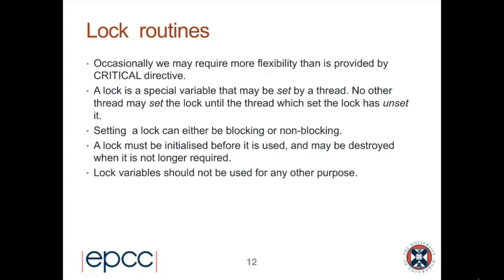So in OpenMP, setting a lock can either be blocking or non-blocking. So a thread can try to set a lock. If the lock's currently not available, because it's currently set by some other thread, then the thread that calls the set will block until the lock becomes available. Alternatively, we can have a non-blocking set. This call will attempt to set the lock, and it will always return straight away, and it will return true or false depending on whether it was successful in setting the lock or not.